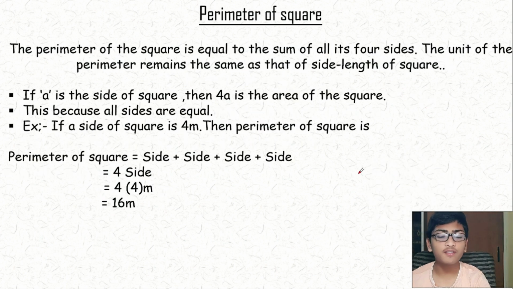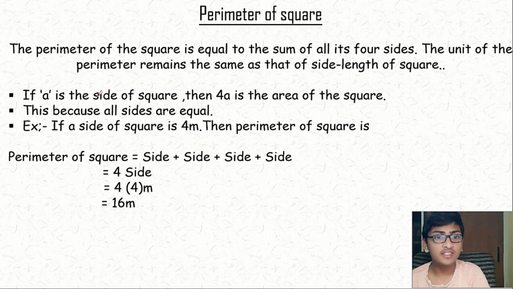Next, perimeter of a square. The perimeter of a square is equal to the sum of all its 4 sides. Perimeter means the sum of all sides. In a circle, the perimeter is known as circumference. The unit of perimeter remains the same as that of the side length, because perimeter is not a double of any side. It's just 4 times; it is just the sum of all 4 sides. It's not squared or multiplied, it's just the side added 4 times.